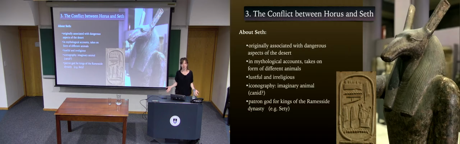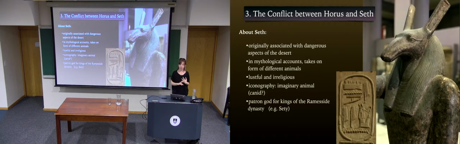What about Seth? Why is he such a bully? Well, Seth, again, is another very old god who's originally associated with the dangerous aspects of the desert. Flash floods, sandstorms, desert animals. And in the mythological stories and references and religious texts, he takes on very many different forms. Bulls, pigs, crocodiles, panthers, all to take on destructive acts.